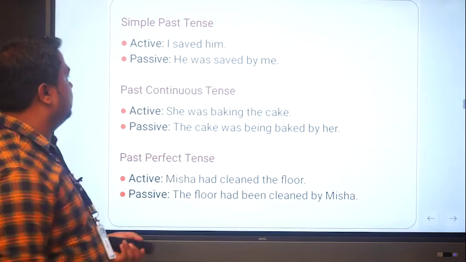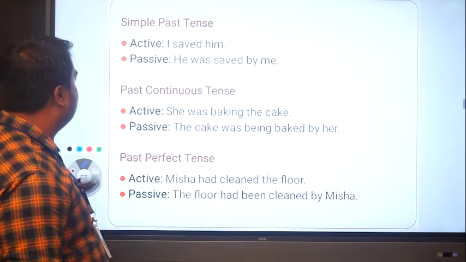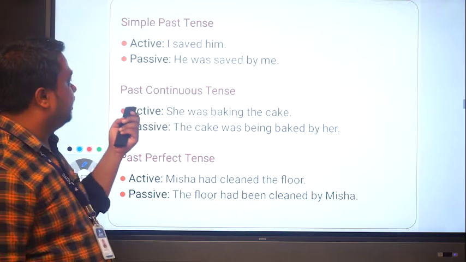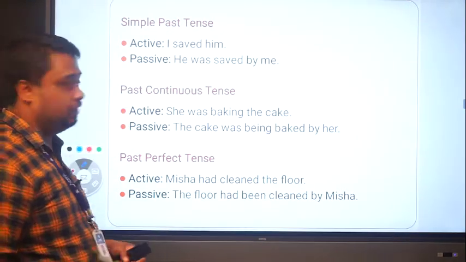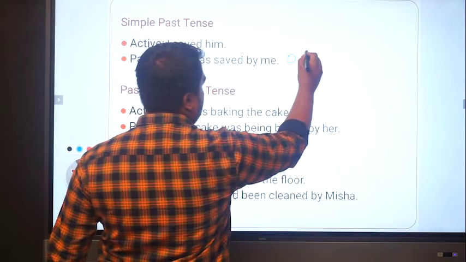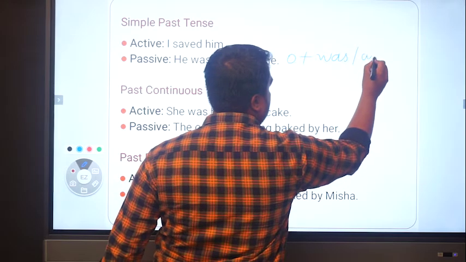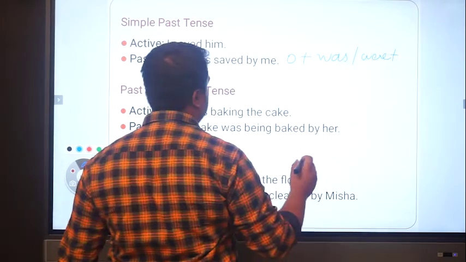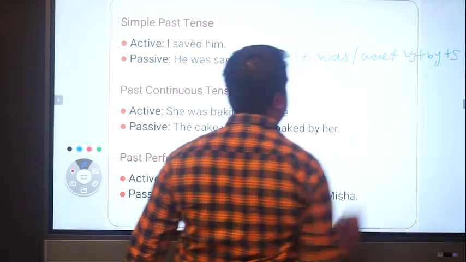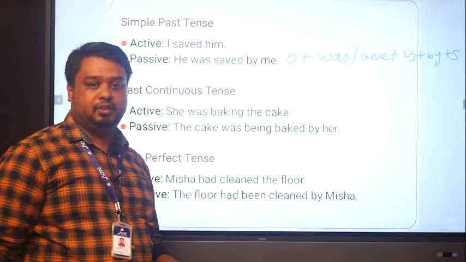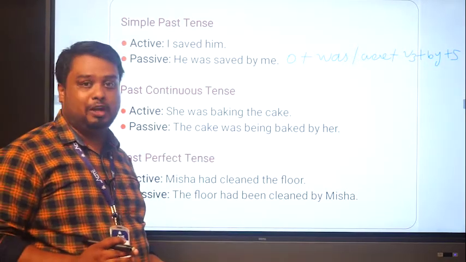Next is simple past tense. The example is I saved him. Same thing, all the 5 steps, and let's see the format of simple past tense in passive voice. Here object plus was or were plus V3 plus by plus subject. So in simple present we have seen is, are or am, right? When it comes to simple past tense, was or were.